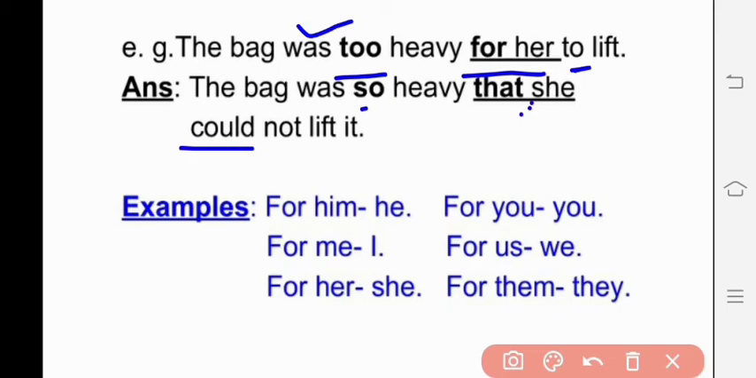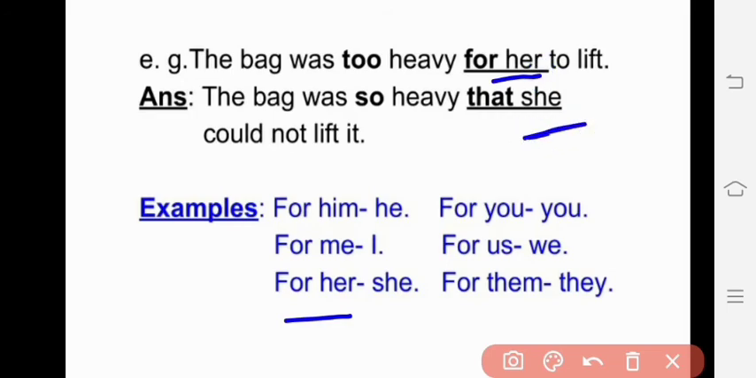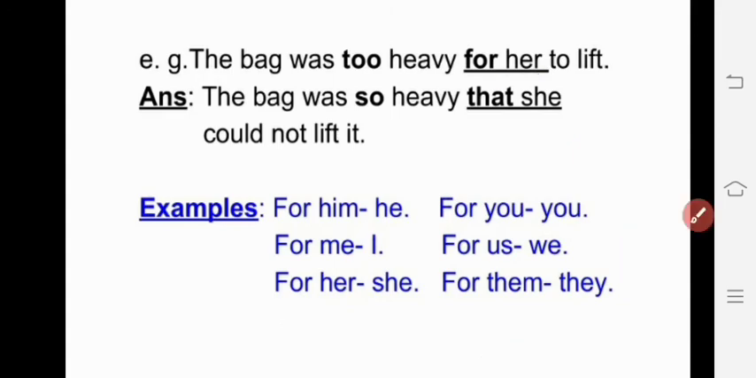The bag is too heavy, so we convert to cannot. But here it is was, so we have to apply could not. Some important examples are given; just look at them. When you convert a sentence using for him, convert into he. For me, convert into I. For her, she. That is given in this same example. For you, given in the sentence with to, apply you. For us, we. And for them, convert into they. Now we move to the next.